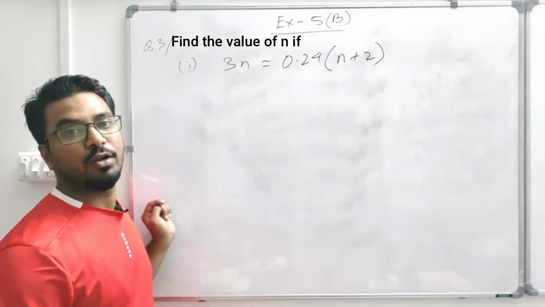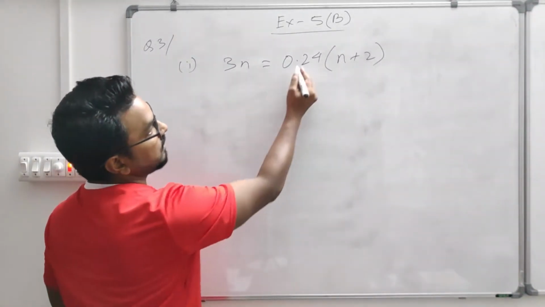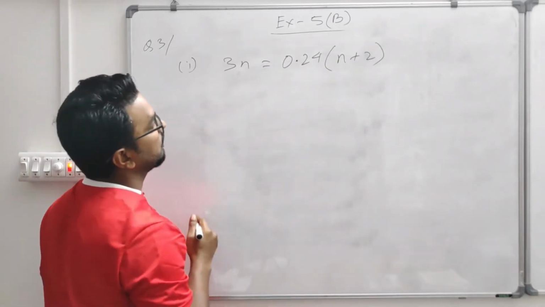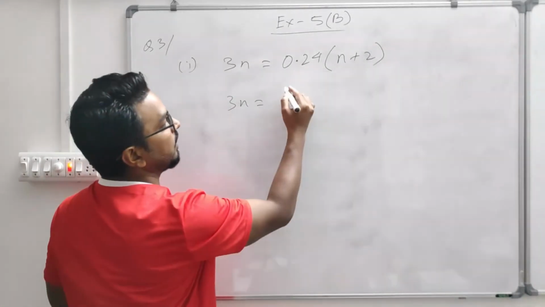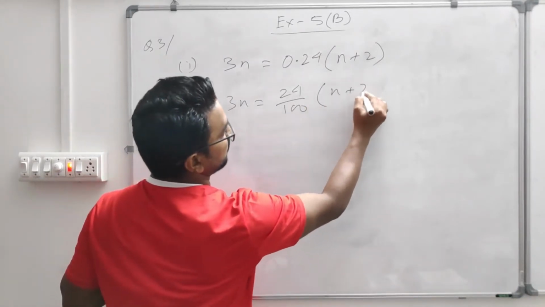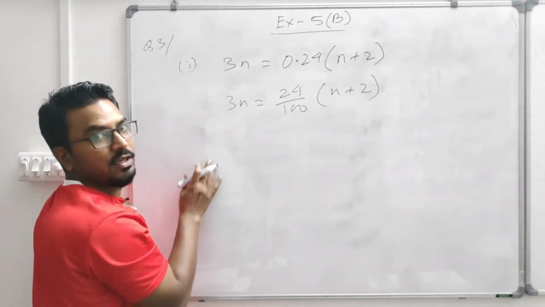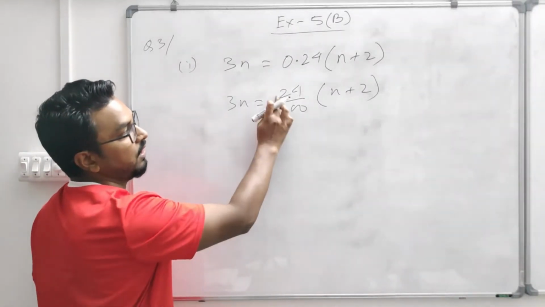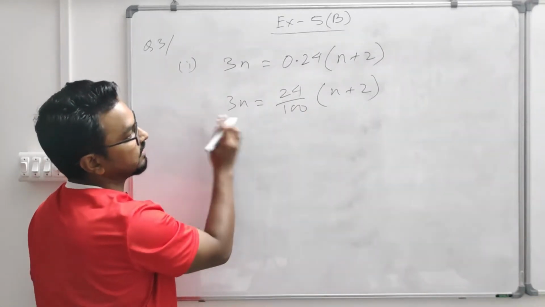Here it is given, find the value of n. So you have to find the value of this n. So here you see one decimal digit is here. So what we'll do, we'll convert it into a rational number. So this can be written as 24 by 100, and here n plus 2. Okay. So if you take this 100 to the other side, it will multiply, because here 24 is divided by 100. So if you take this 100 to the left hand side, it will multiply.